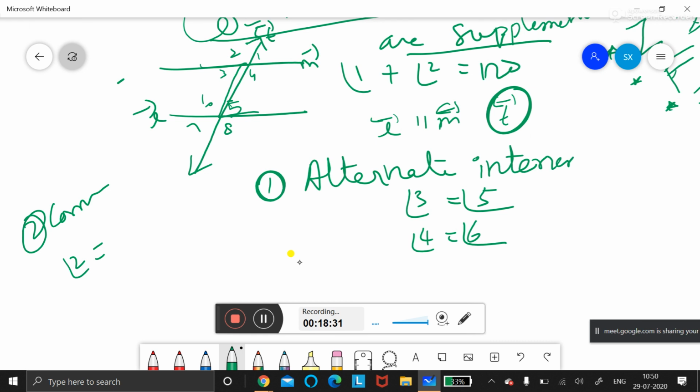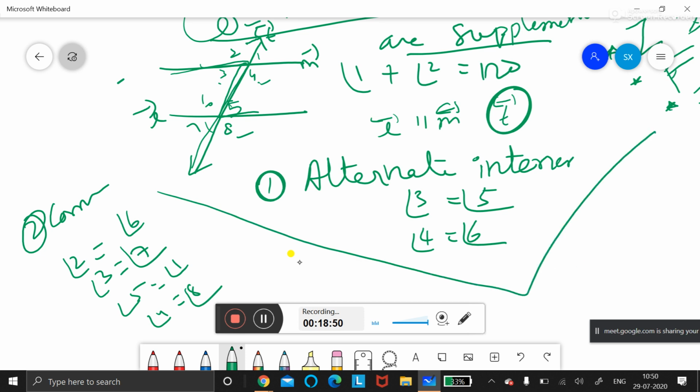Angle 2 is equal to angle 6. Angle 3 is equal to angle 7; check the F shape. Please recall whatever you studied. Angle 5 equal to angle 1. Angle 4 is equal to angle 8. Do you remember all this? Take back the 7th standard portion and do it again.